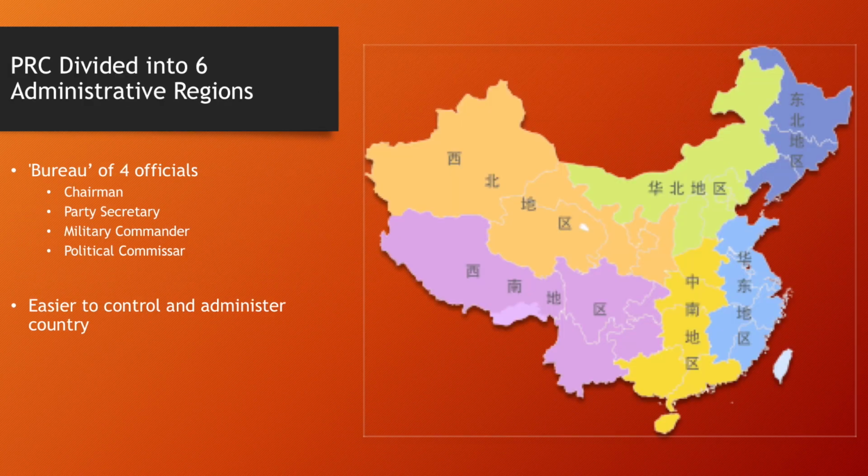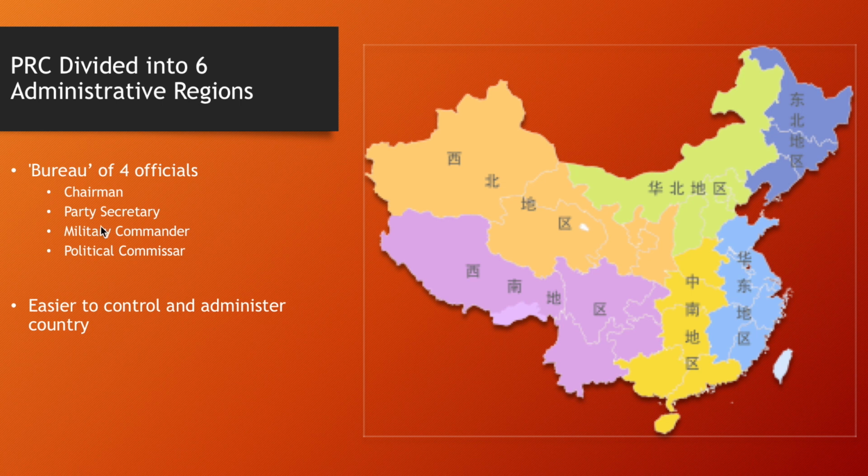Another step that the CCP took was to split the country into 6 different regions, named the bureaus. Okay, here we have the Northwest China Bureau, the Southwest China Bureau, the North China Bureau, Central, South, East, and Northeast. And in each bureau, you had 4 officials who were responsible for the administration of that particular area. You had the party chairman, the party secretary, the military commander, and the political commissar.